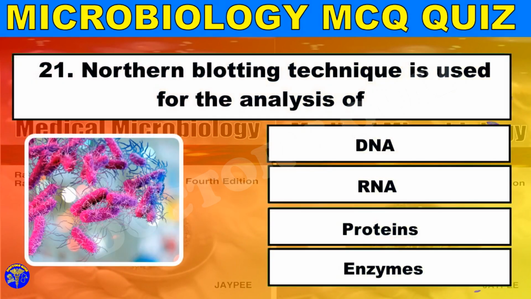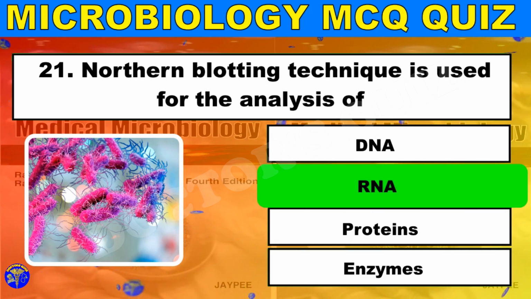The next question is Northern blotting technique is used for the analysis of. The options are DNA, RNA, proteins, and enzymes. The right answer is RNA.